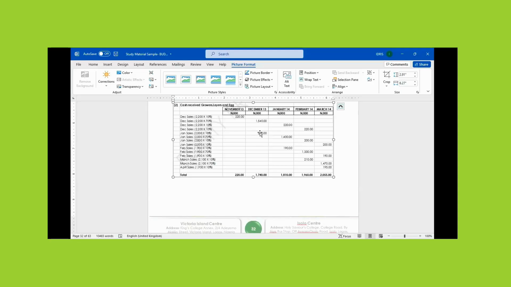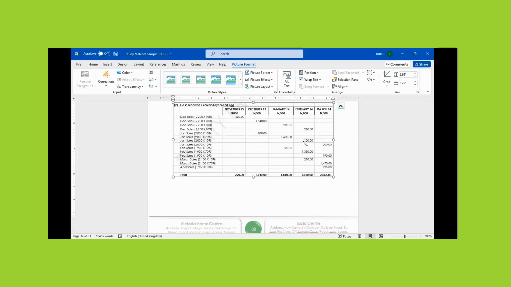70% of January sales will be received in which month? In January. 70% of 2,000 will be received in January as 1.4 million. Can we see the 1.4? Yes. 10% of January sales again will be received in when? In February. Can we see 200 under February? Yes.